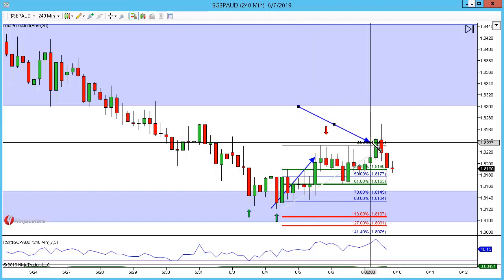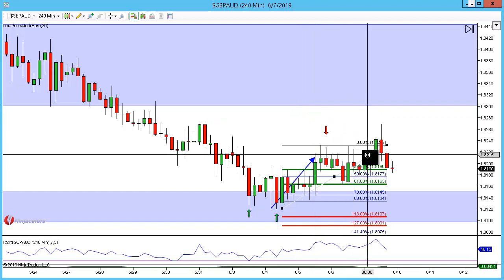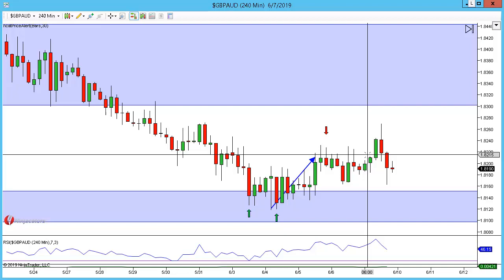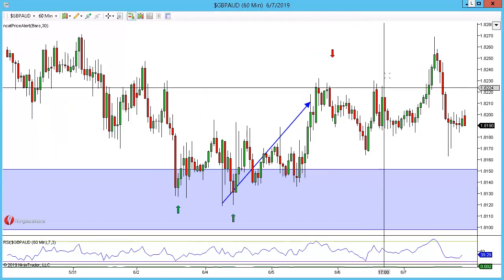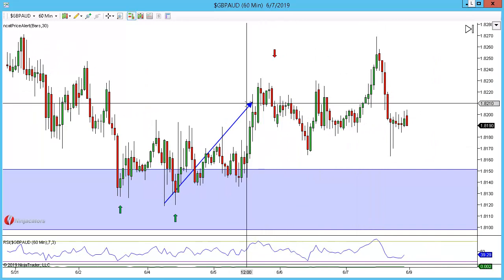Not only that, we've now put in another new high. So it's very ugly here on the 240. So let's go and take a look at the 60. And it's a lot better here on the 60. So this is the way it looks here.